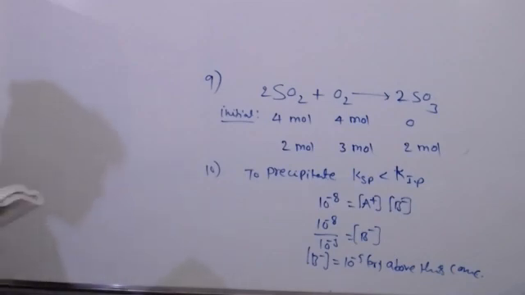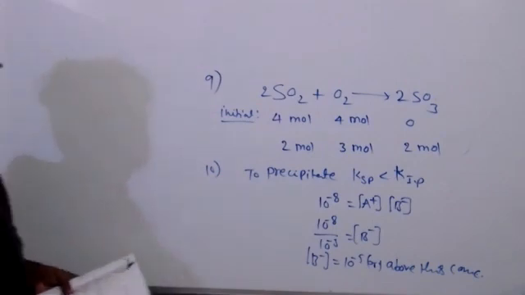11th, which one of the following conditions will increase the voltage of the cell represented by the equation? To answer this, you need to study electrochemistry in 12th standard. The options are increase in the dimension of copper electrode, increase in the dimension of silver electrode, and D, increase in the concentration of Ag plus ions. D is the correct answer here. How? That I will teach in electrochemistry in 12th standard according to the Nernst equation.